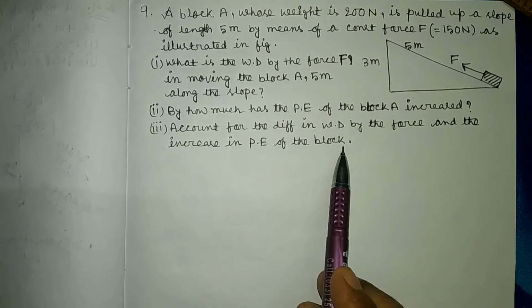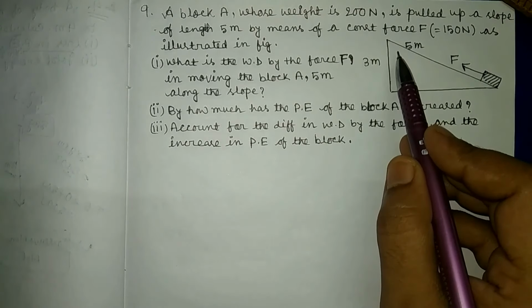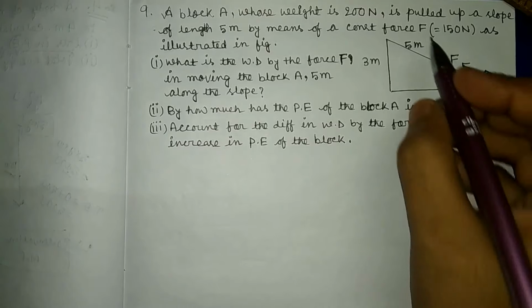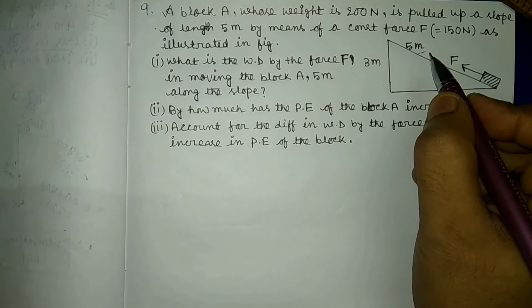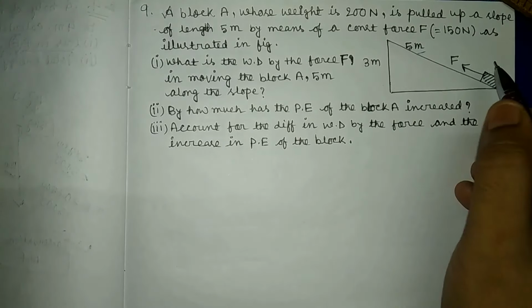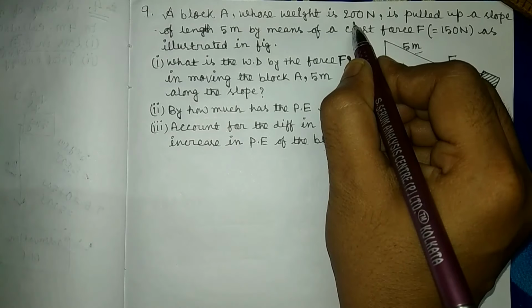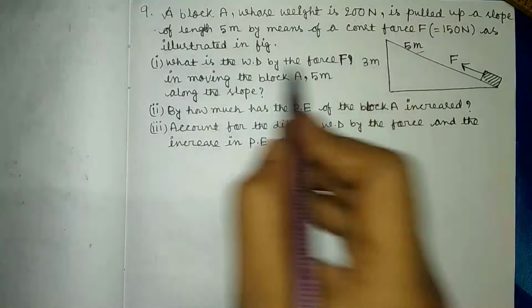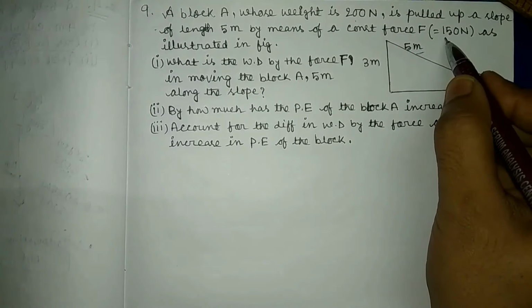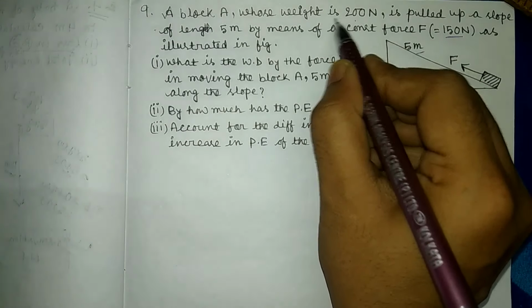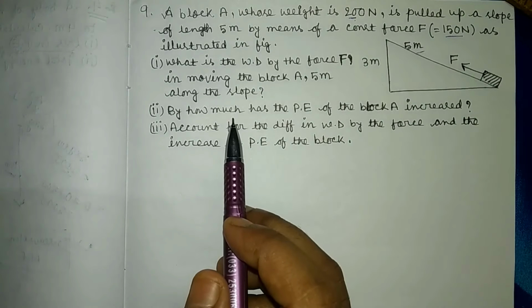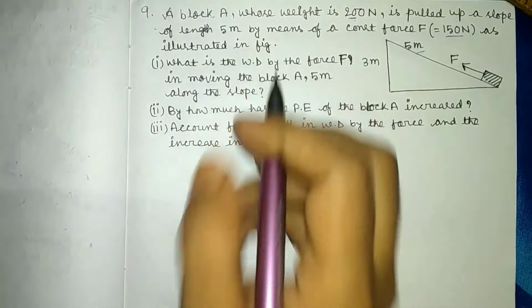So, this is an inclined plane whose length of the slope is 5 meter and the weight of the block is 200 Newton, which is pulled up with a force of 150 Newton. Here force is 150 Newton and the weight of the block is 200 Newton. So let's start with part 1.